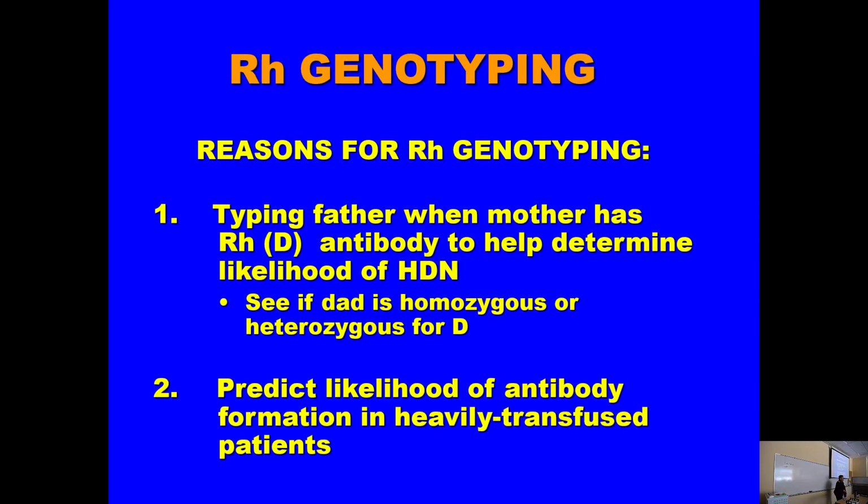Also, we want to use it to predict the likelihood of antibody formation in heavily transfused patients. So a lot of times we get these patients in, for example, sickle cell clinics. We know these people are going to get a lot of blood over the years, and because of that, a lot of times we'll antigen type and genotype them to see how careful we have to be to match their blood up.